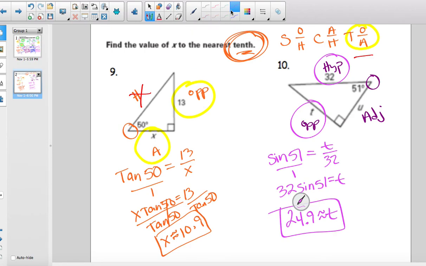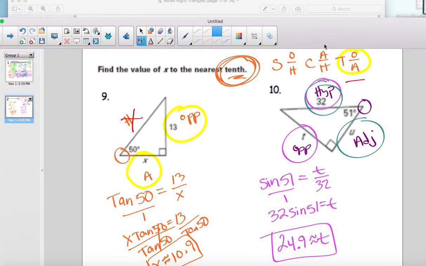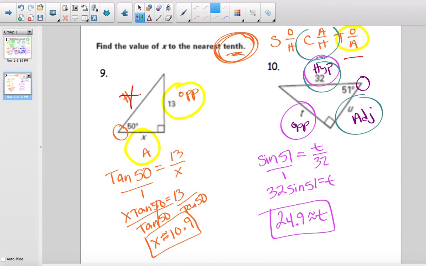And then u, finding u here. So we want adjacent, we have hypotenuse, that's A and H, that is cosine. Cosine function that we're going to use. So cosine of 51, again our reference angle is always what goes there. Adjacent over hypotenuse, and that's u. There we go. So 32 cosine 51 equals u.